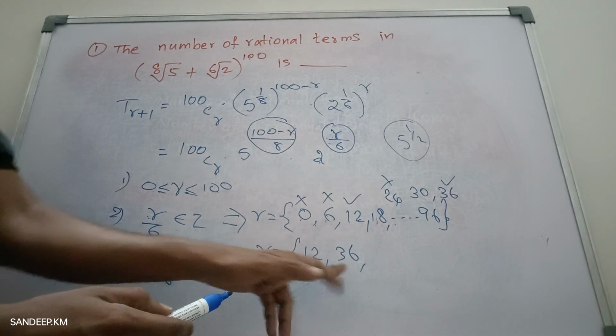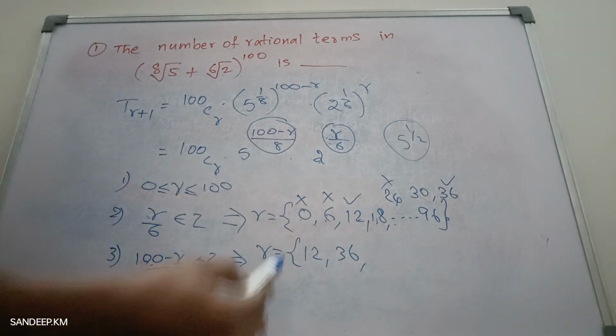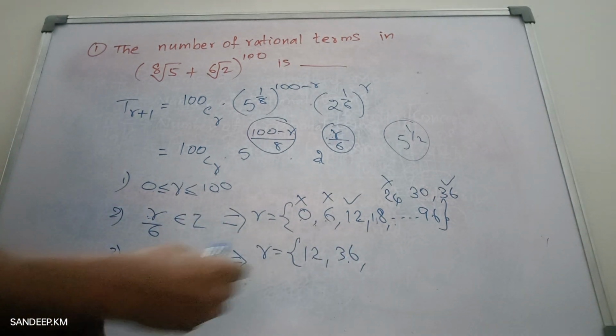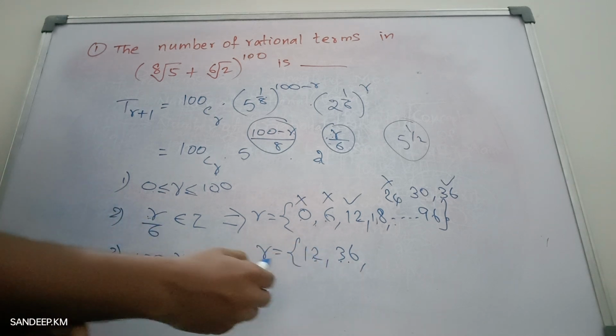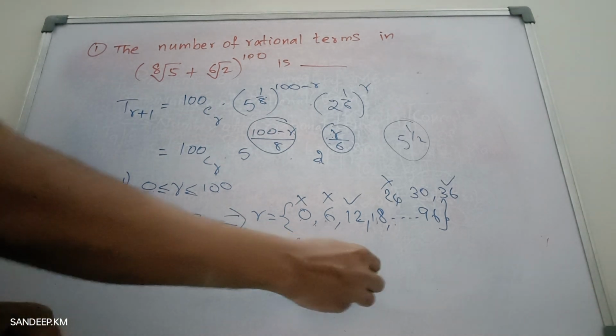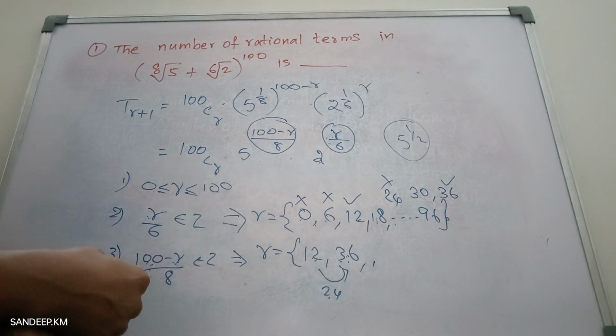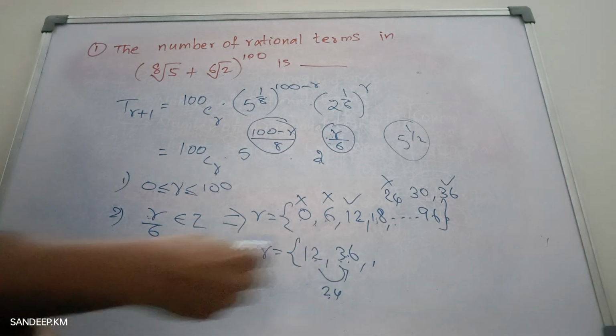If you know the first two values, automatically, most probably, they will be in AP. Correct? So 12, and after that we got 36. So the common difference here is 24. Correct or not? So we got a common difference of 24. Now add that 24 to 36. What is the next number? 36 plus 24 will be 60.